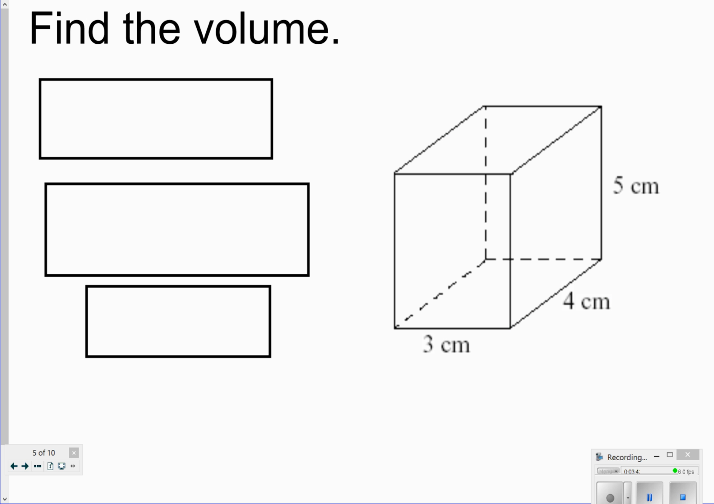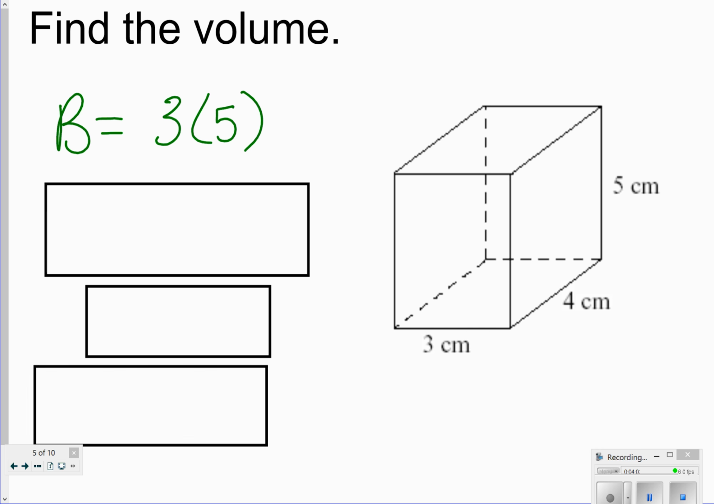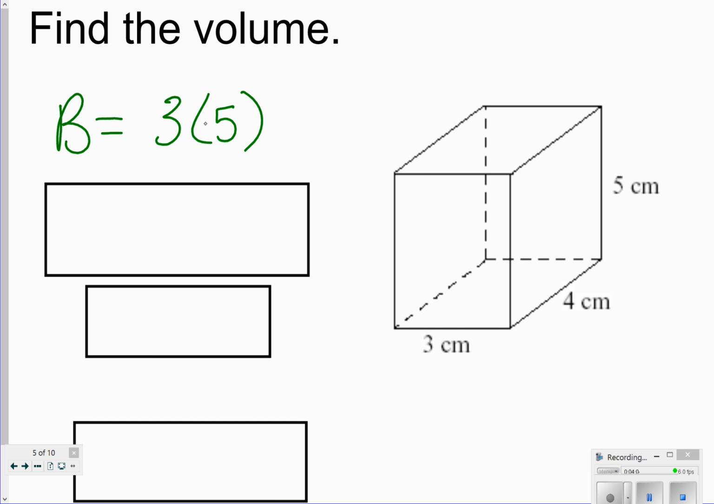Excellent. All right, well, let's go ahead and do some more practicing. I'd like for you to practice along with me, even though it's not part of your flipbook. Here we have a rectangular prism, and the dimensions are 3 centimeters by 4 centimeters by 5 centimeters. So first, again, we need to find the area of our base. So our base is 3 times 5.